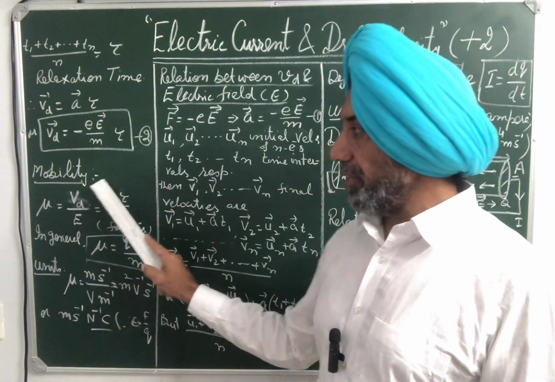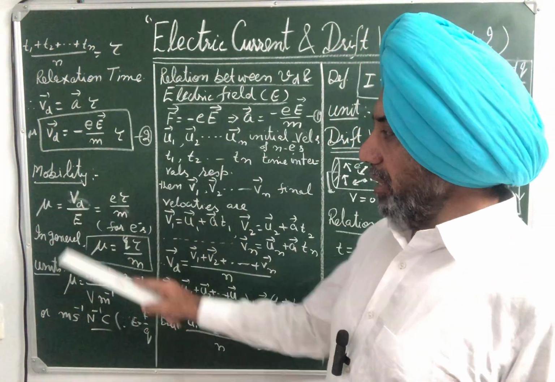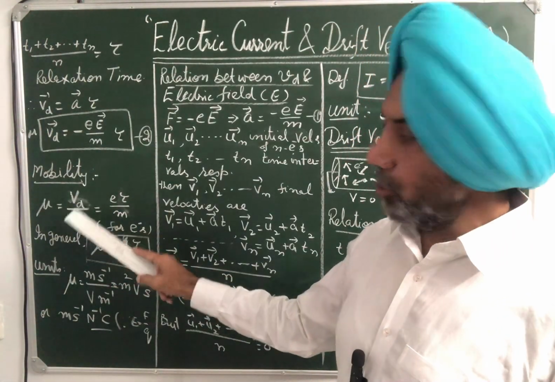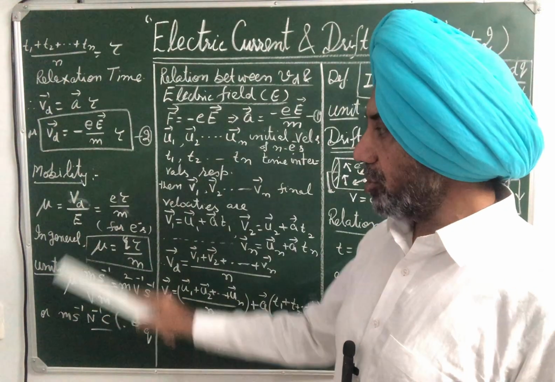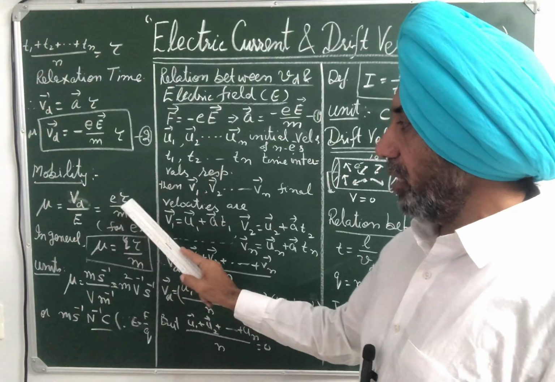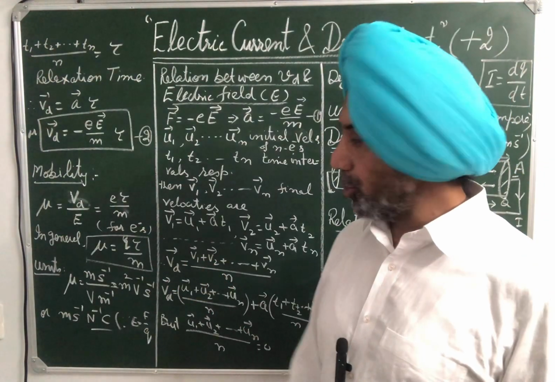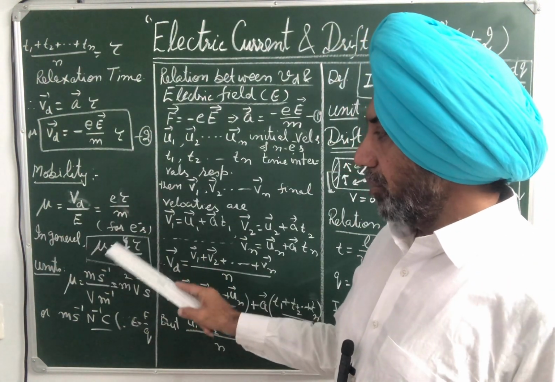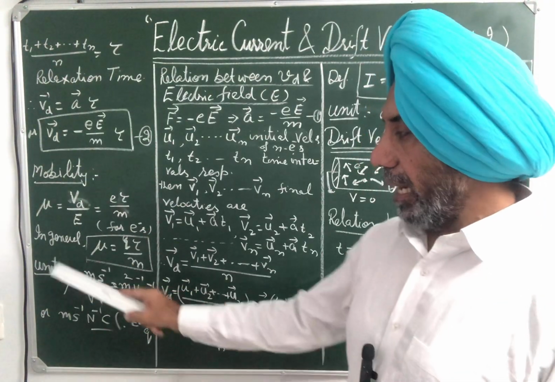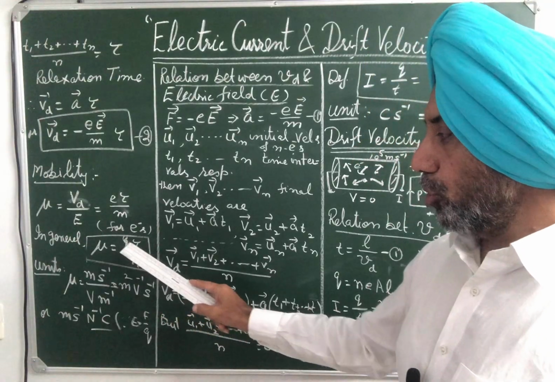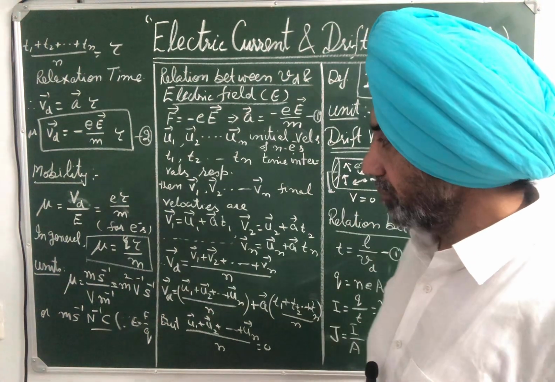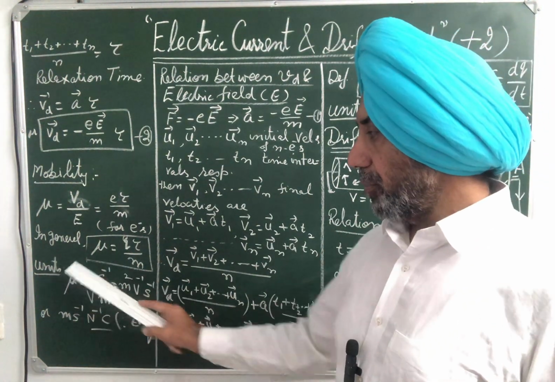Then we define mobility. Mobility mu is defined as the ratio of drift velocity to the electric field. From this equation, we can find vd upon E is equal to e tau by m in magnitude. So for electrons, e is the charge on each electron, and in general, you can take mu is equal to q tau upon m, where q is the charge on the moving particle.